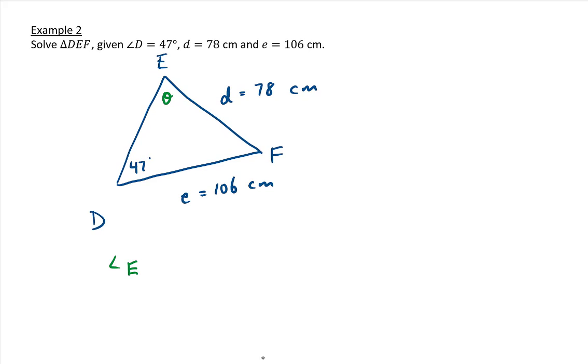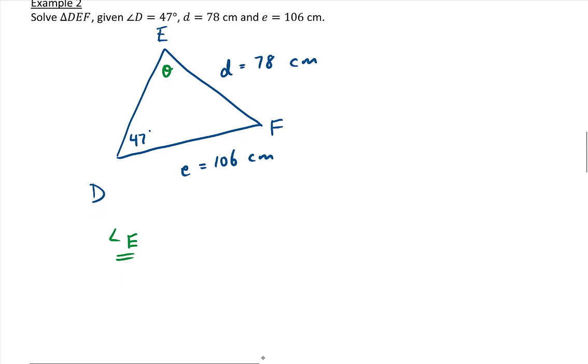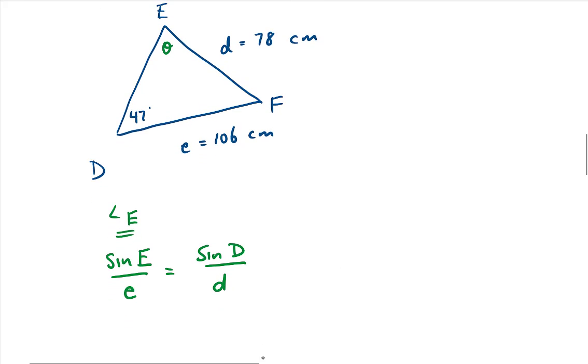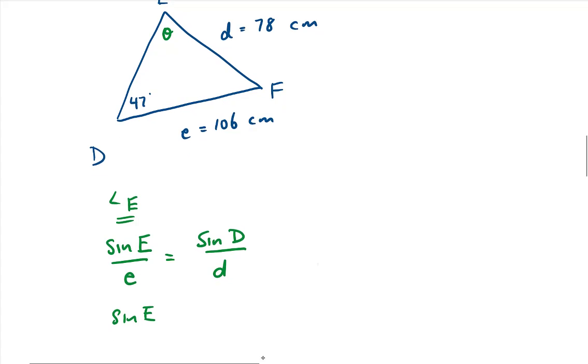So we're going to start with angle E. And remember, there's the second version of the sine law where we put the angle in the numerator. So this is my unknown ratio: sine of angle E over side E is equal to the sine of angle D, the one we know, over side D. The next part is to sub in our values. Sine of angle E over side E, which is 106, equals the sine of angle D, which was 47, divided by side D, which is 78.